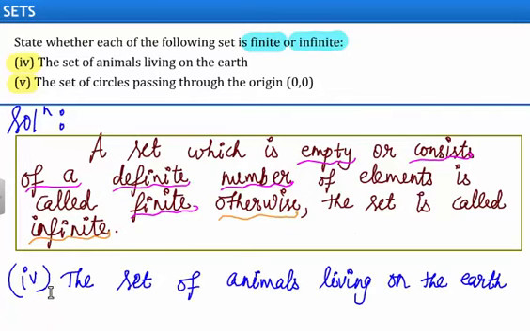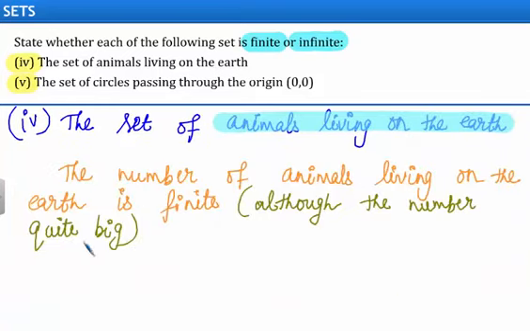The first set given to us is the set of animals living on the earth. The number of animals living on the earth is finite, although the number is quite a big one. Hence, we can conclude that the given set is finite.